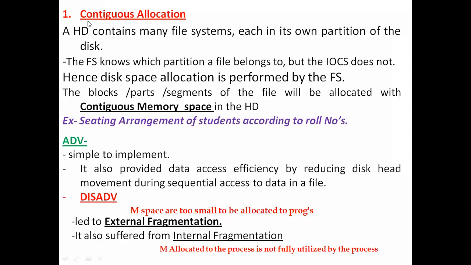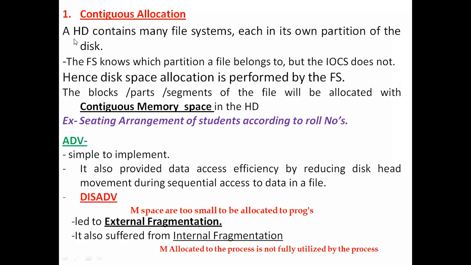As the name itself indicates, contiguous allocation means that the blocks, or the small segments of our file, will be allocated in contiguous blocks, or the contiguous memory space available on the hard disk.